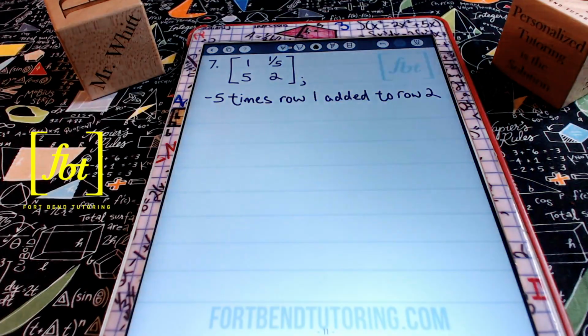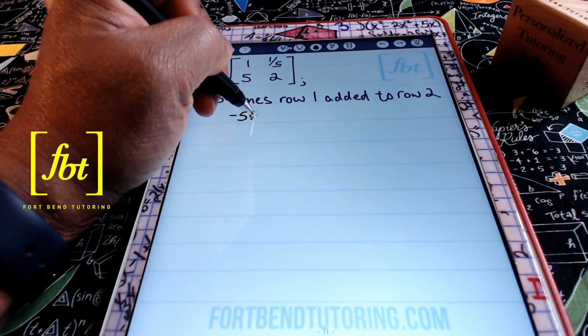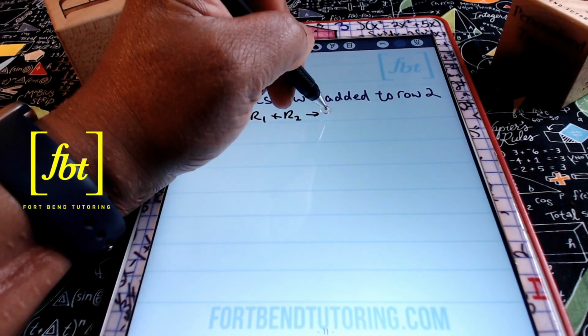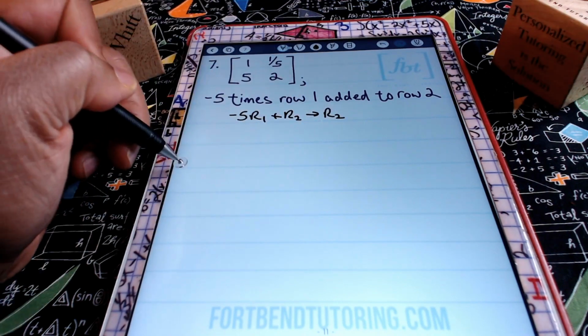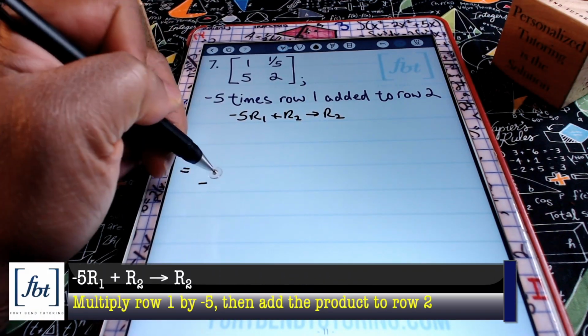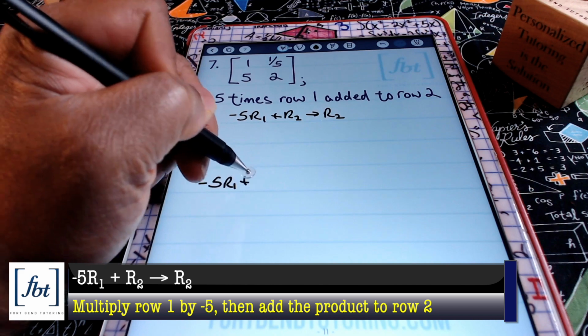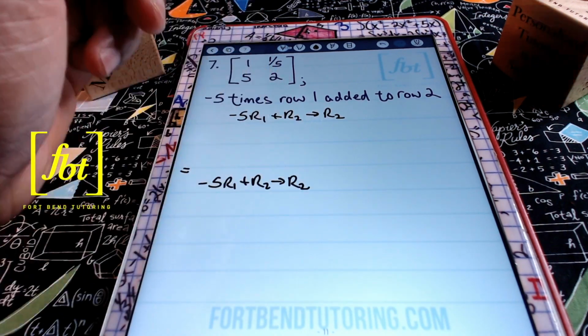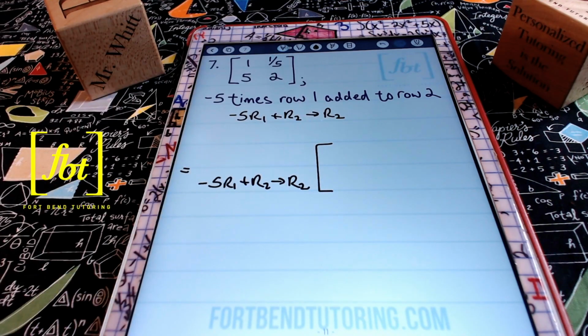Here we go. In problem number 7, we have a 2 by 2 matrix, and the row operation is negative 5 times row 1 added to row 2. So that rule looks like this. Negative 5 row 1 plus row 2, and we'll be placing the result in row 2. So let's get to it. I have negative 5 row 1 plus row 2, placing that answer in row 2. In a 2 by 2 matrix, by the way.